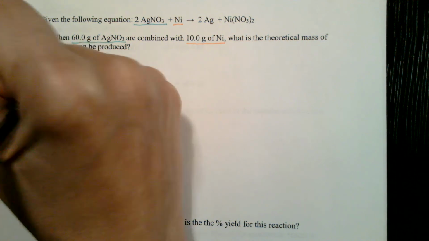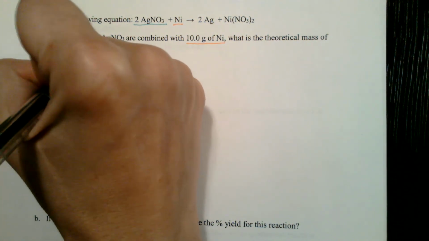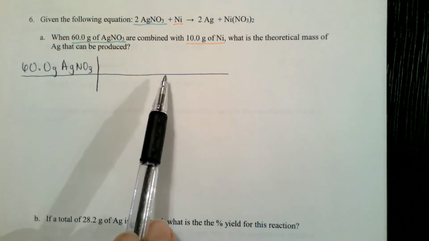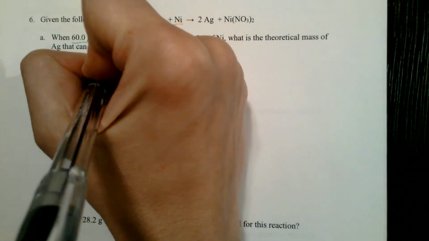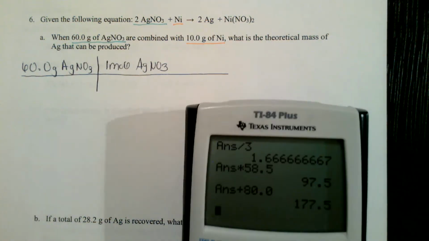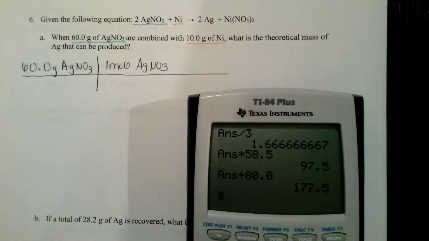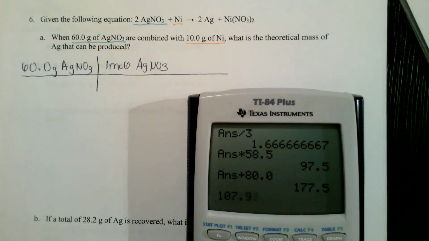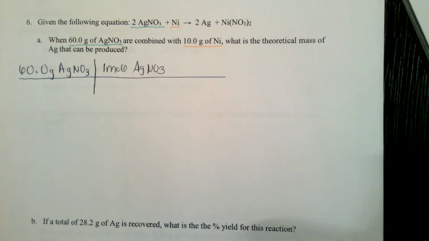So we'll start with the 60 grams of AgNO3, or silver nitrate. Okay, so our solution map is the same as we've been doing: grams to moles, mole ratio, moles to grams. So we have 1 mole of AgNO3. Okay, so our molar mass of this guy, let's see, silver is 107.9. Okay, then we have 1 nitrogen, which is 14.0. And then we have 3 oxygens, which are 16. So we have 169.9.